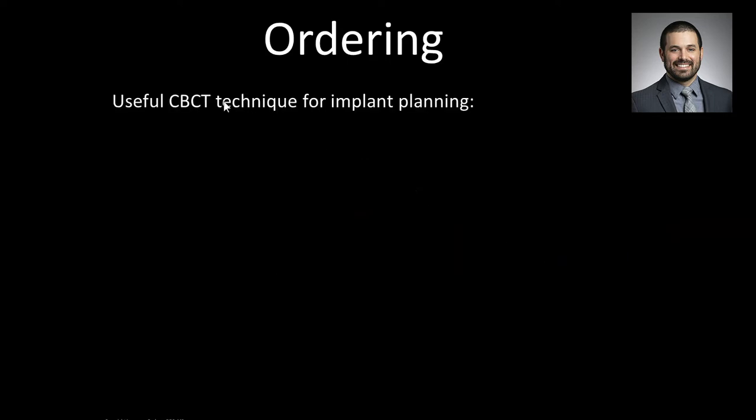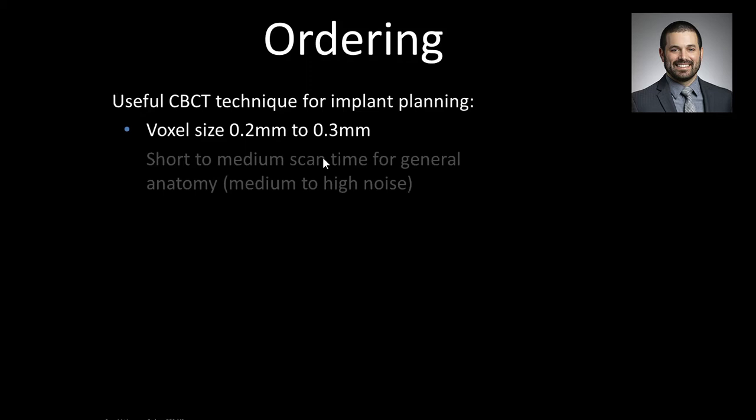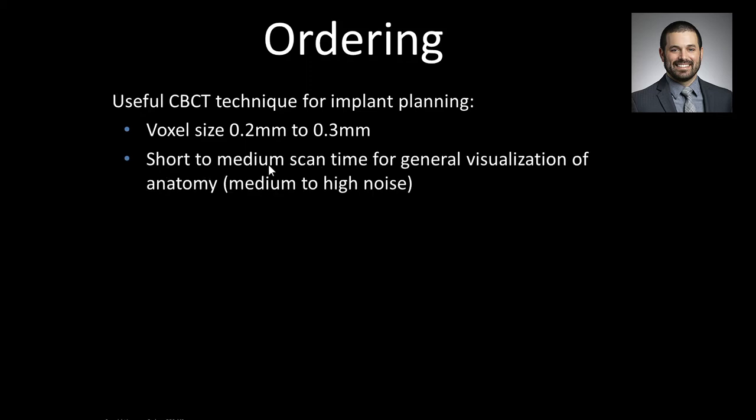So I'm building on this cone beam CT protocol for implant planning here and point out that most voxel sizes are anywhere from 0.2 to 0.3. Occasionally, you'll see a 0.15. We don't go much higher or lower than this. It's a nice working resolution for implant planning. And we'll elect to take short to medium scan times if we're simply wanting a general visualization of that patient's anatomy. What we're going to get is a medium to high noise level. You can see your critical anatomy, the canals, the alveolar height and width, sinus, etc.